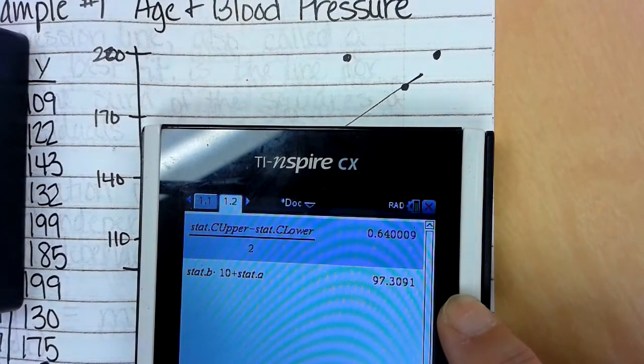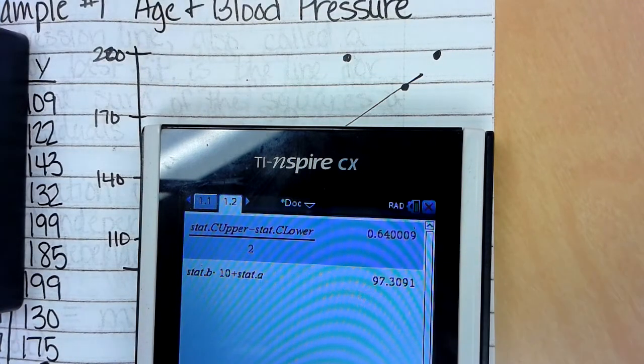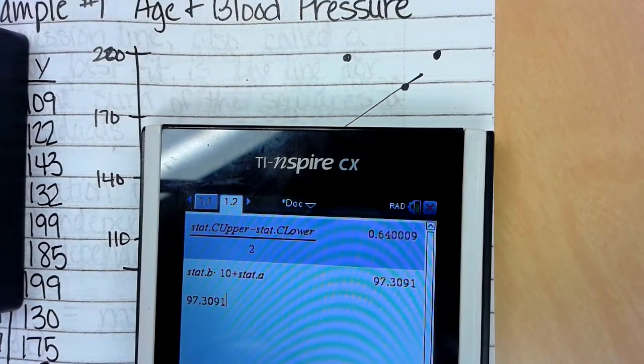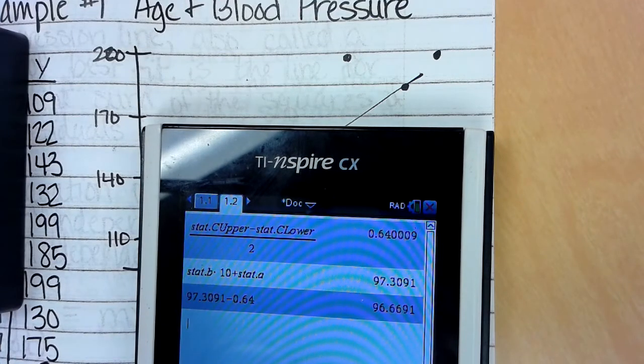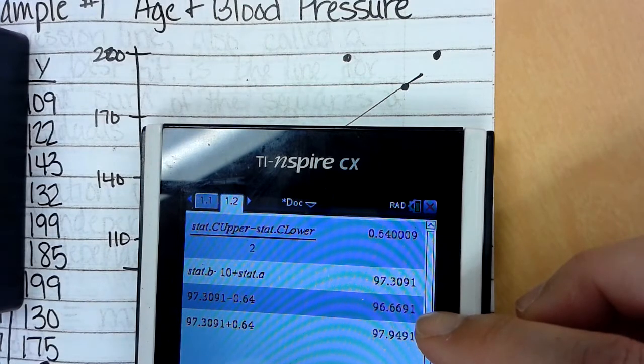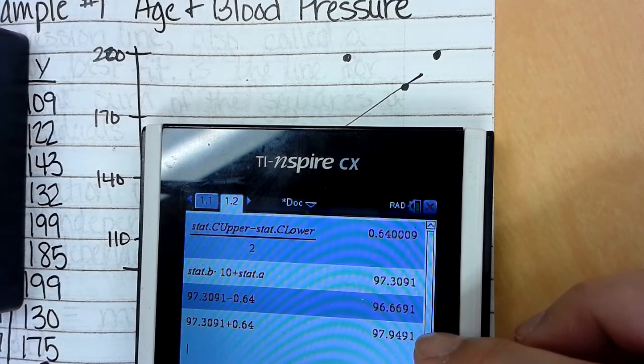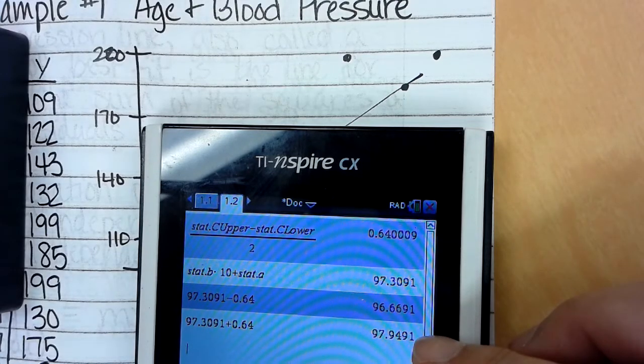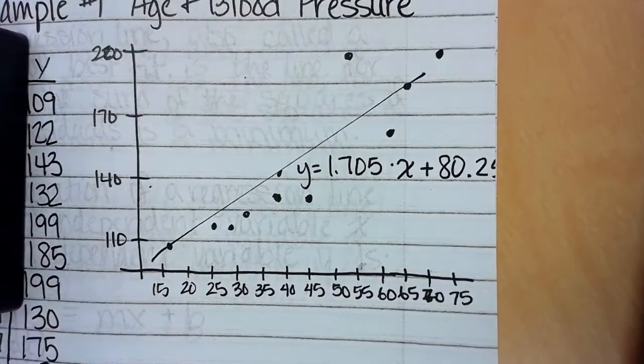So our interval around that X value, the Y that would be for that X, is going to be 97.3091 minus 0.064 and 97.3091 plus 0.064. So our interval would be written down as 96.669 less than Y less than 97.949. So our Y that we would be expecting if X was 10 in the real world would be in between these two numbers. Okay, so that is really how we do that.